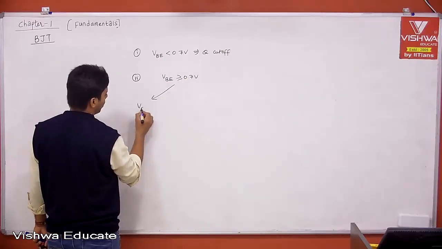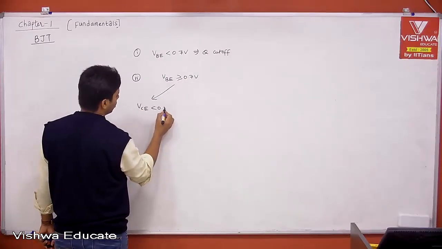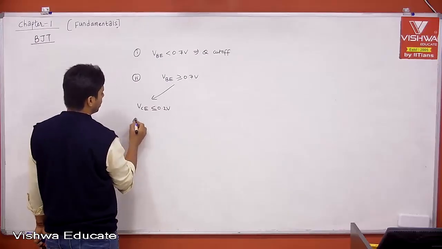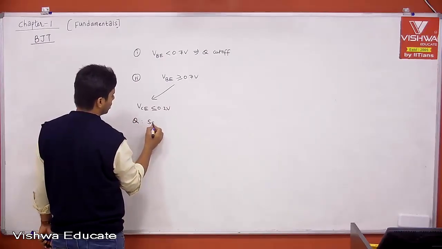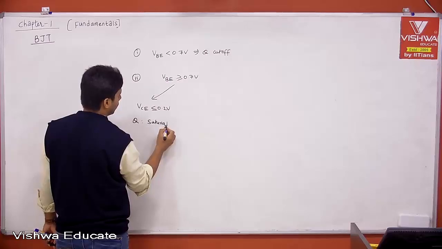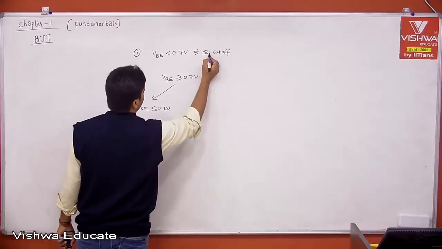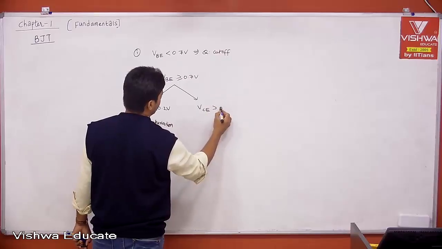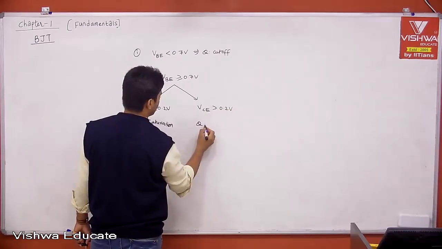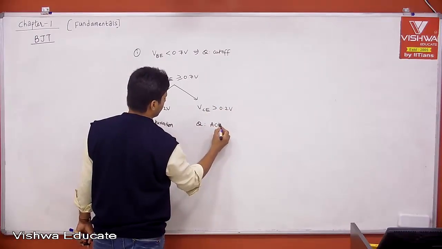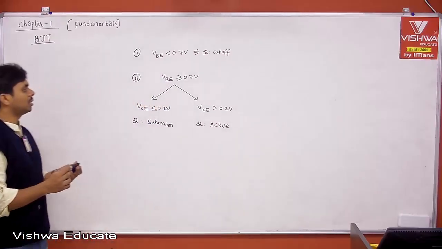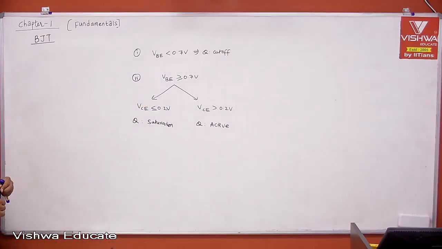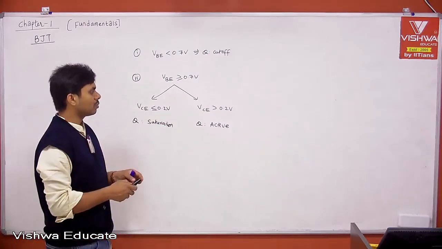depends on 2 things. When VCE is less than or equal to 0.2, then the transistor is in saturation. If VCE is greater than 0.2, then the transistor is in active region. Okay, this is the very quick summary to understand. You can write it down. Therefore, with respect to VCE, that is what people say.